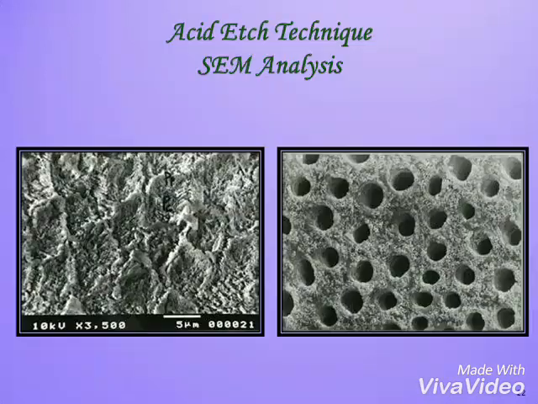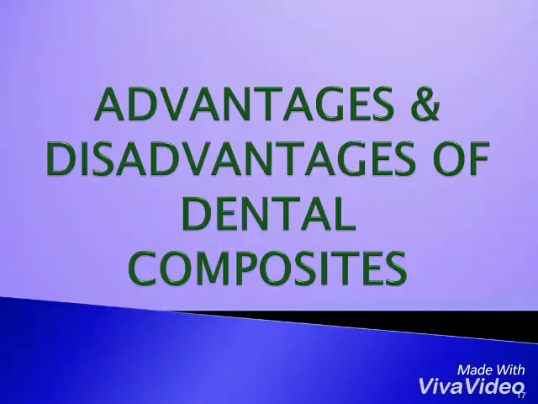It made microscopic holes inside the tooth structure. And when we added the bonding agent and light cured it, it formed resin tags. These resin tags were attached on one side inside those microscopic holes of the tooth structure, and on the other side to the dental composite, and that's how micromechanical bonding is achieved in dental composites. Now let's talk about the advantages and disadvantages of dental composites.